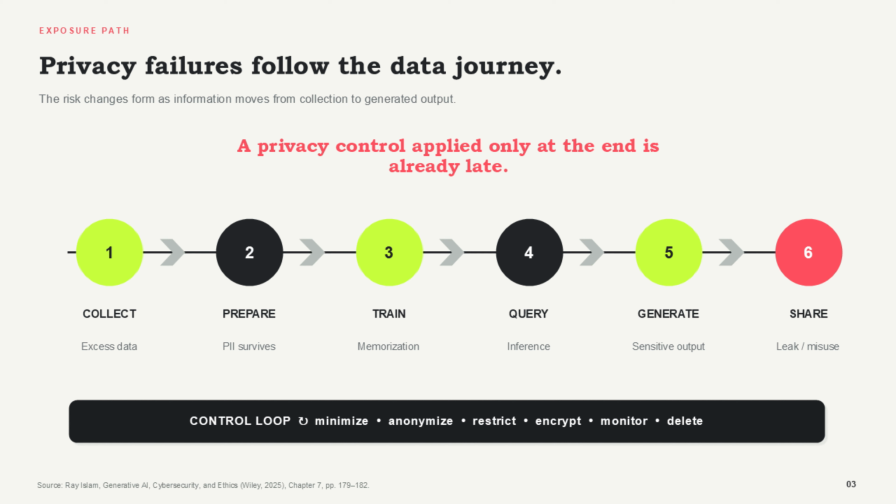Pause on that for a second. A control placed only at the final output stage is already late. Chapter 7 points us toward a continuous control loop. Minimize what is collected, anonymize what must be used, restrict who can access it, encrypt data and models, monitor behavior, and delete information according to clear retention rules. Privacy must travel with the data, because the risk travels with it too.